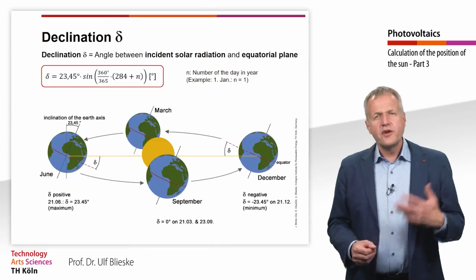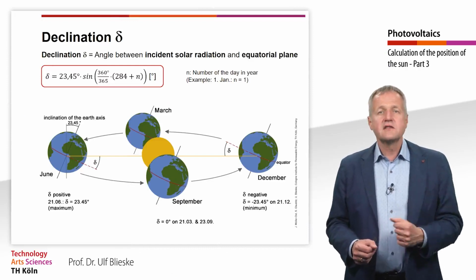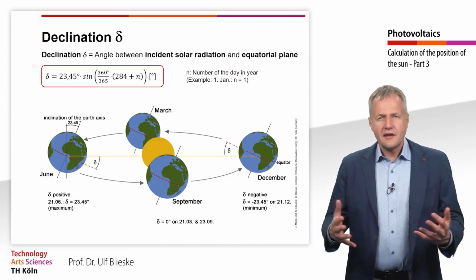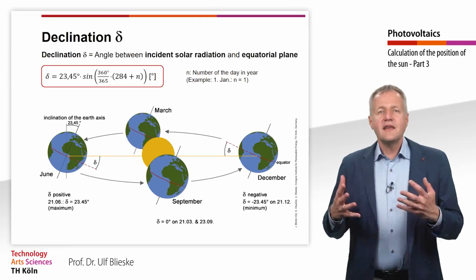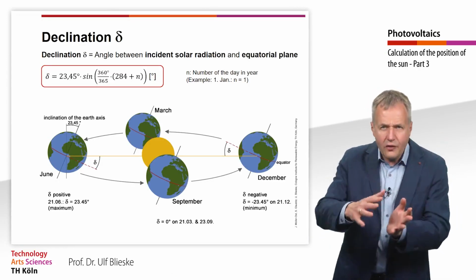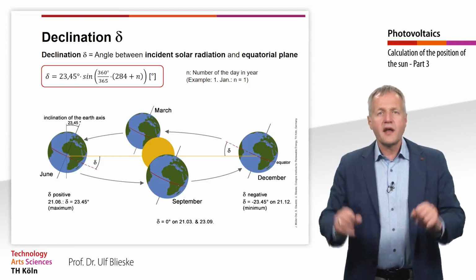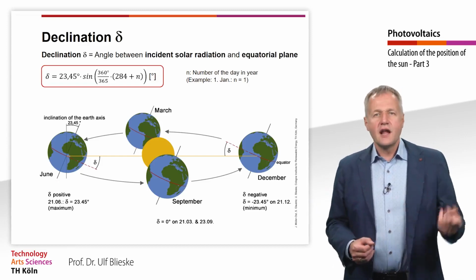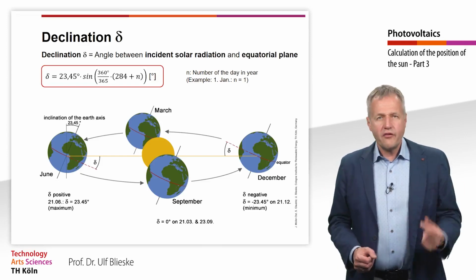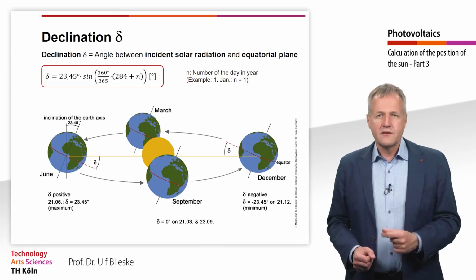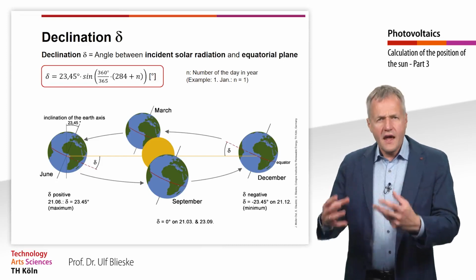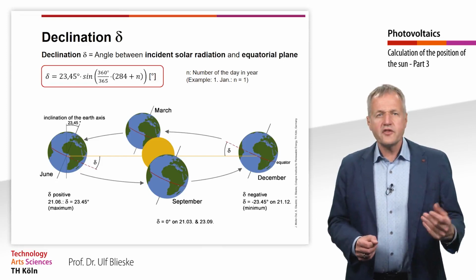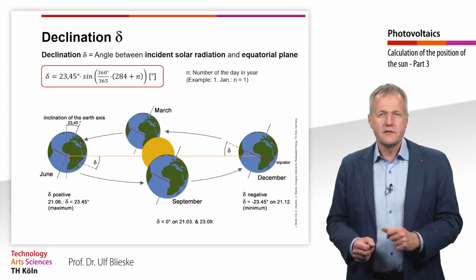The effect in the previous diagram can be accurately determined with the help of the declination. The declination, delta, is the angle between incident solar radiation and the equatorial plane as shown in the diagram. It can be calculated with the help of the formula in the red frame and is given in degrees. The number n indicates the day in the year, with January 1st being n equals 1.